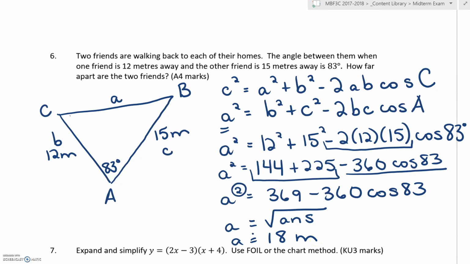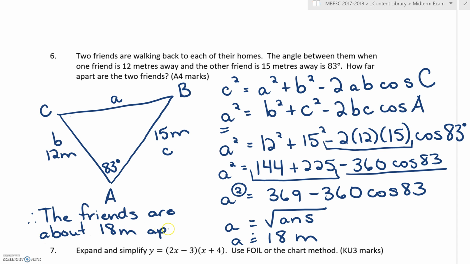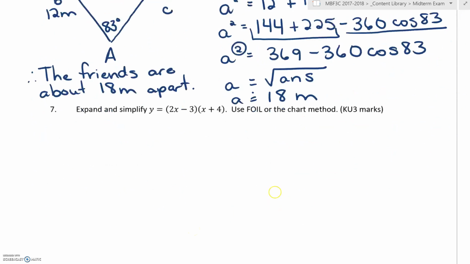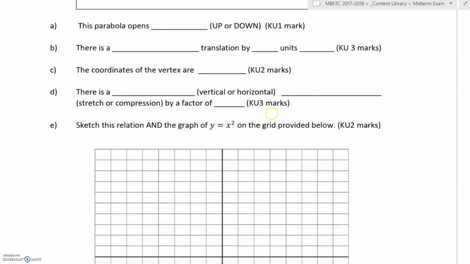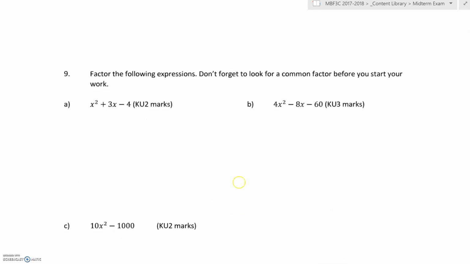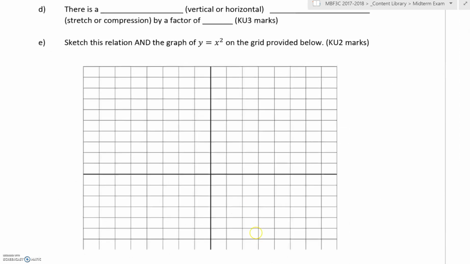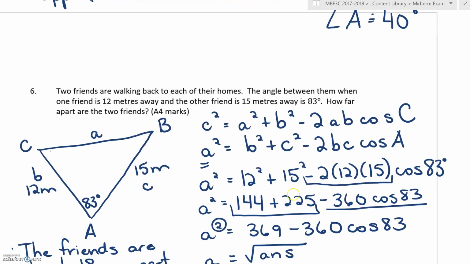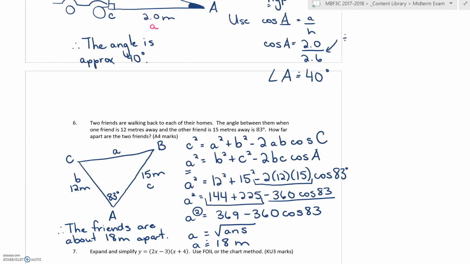You want a concluding sentence, so how far apart are the 2 friends? Therefore, the friends are about 18 meters apart. So if you do all these questions for trigonometry, you will be fine. Even with quadratics, I'm just trying to look if there's anything else here for quadratics. Nope, you should be fine for your trigonometry if you just study these questions, but you have to take the time to study them, because if you don't, it's going to be a bit tough.